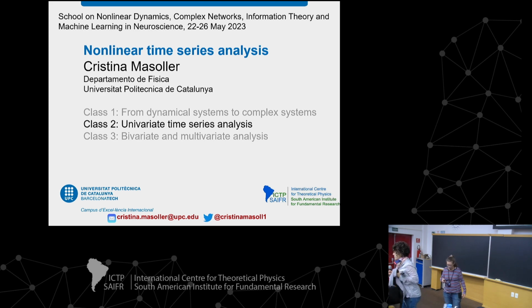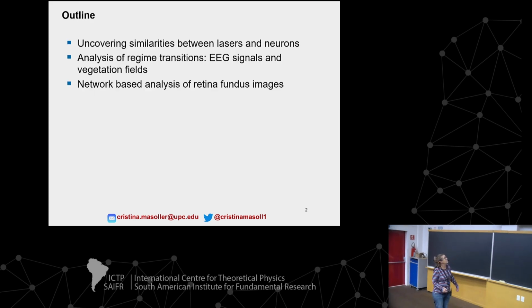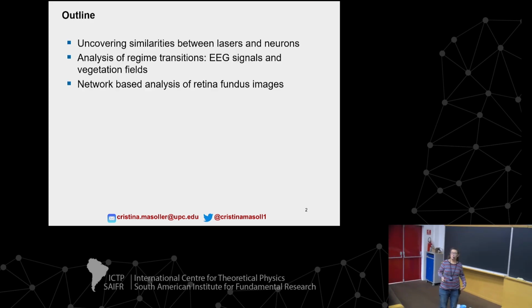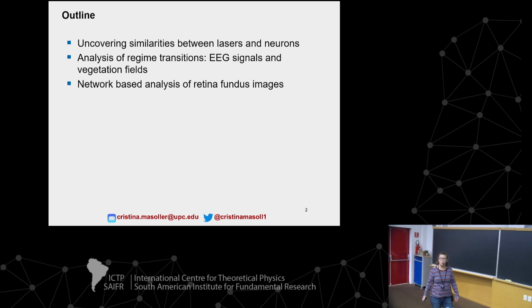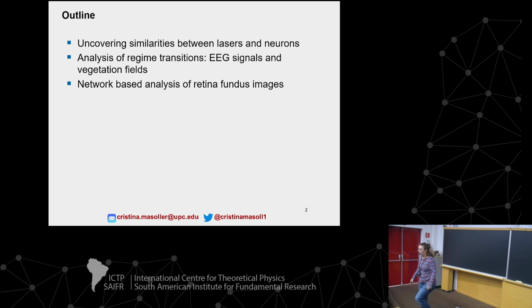In an extra topic which is not related to time series, but it's just to let you know that a lot of the methods that we will present for time series analysis can also be used to analyze images. And that's why I'm presenting this topic here, which is not related to time series analysis, but we will use networks.